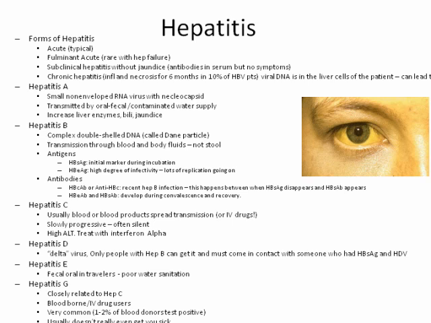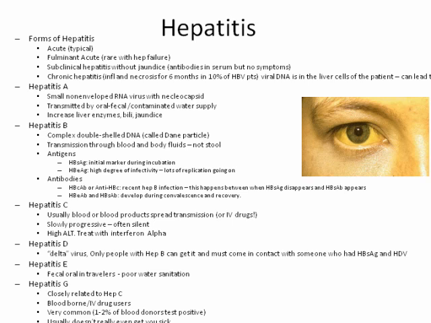Okay, our next one is hepatitis. We're going to take a quick run through all of the different types of hepatitis. The different forms include acute, which means that you are acutely ill. Fulminant acute, which is actual hepatic failure. Subclinical hepatitis without jaundice, which means there's antibodies in the serum, but you don't feel ill.